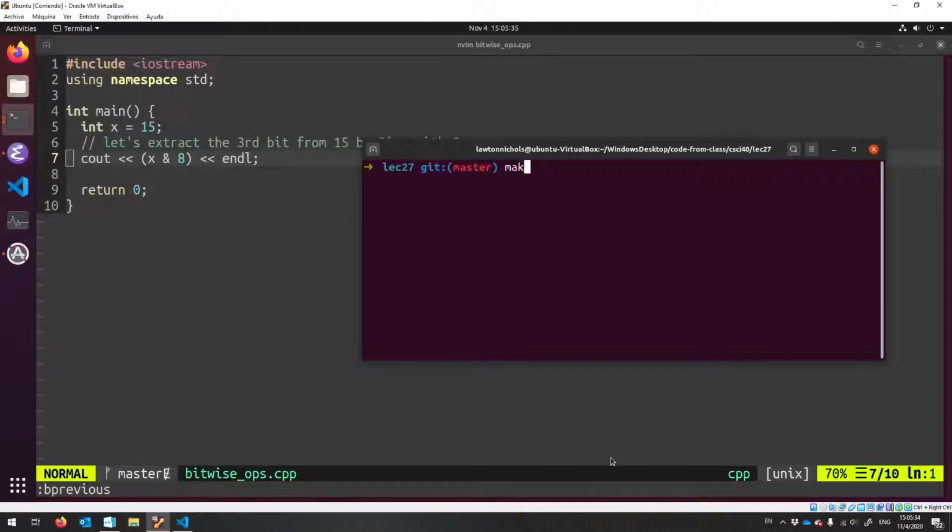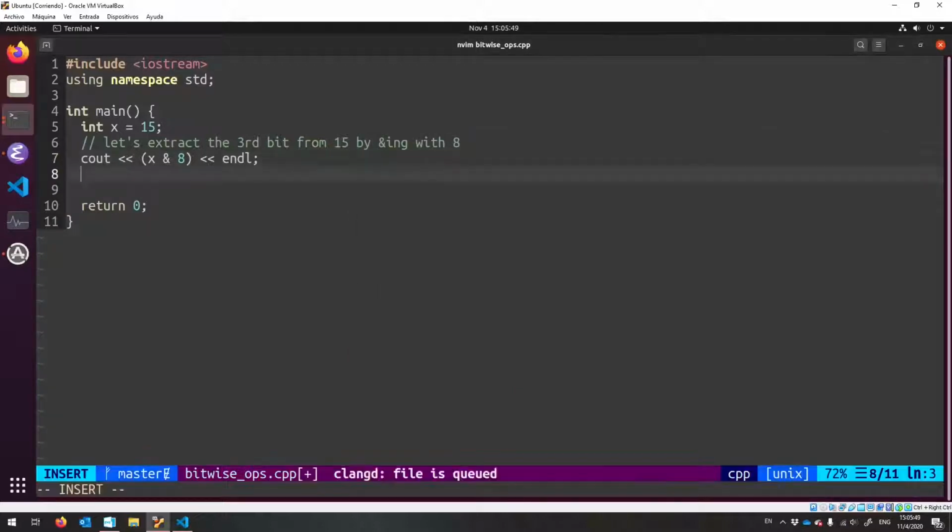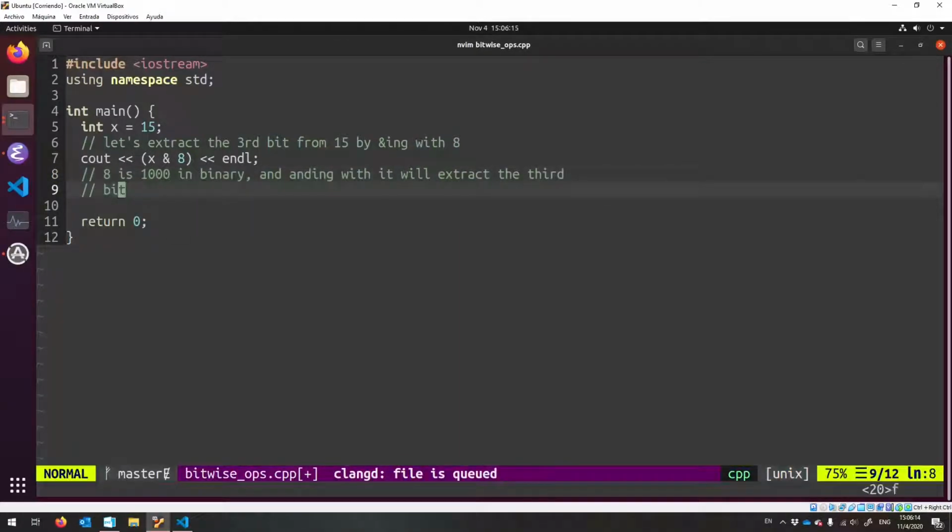Beautiful. So now I can say make bitwise ops. Alternatively, I could just say make, because the first rule is the one I want. And bam, it goes and compiles it. I now have the .o file and the executable, and I get 8 back. So the idea is 8 is 1, 0, 0, 0. The 0's over here as well. In binary. And so it will extract that third bit. Which is super nice.